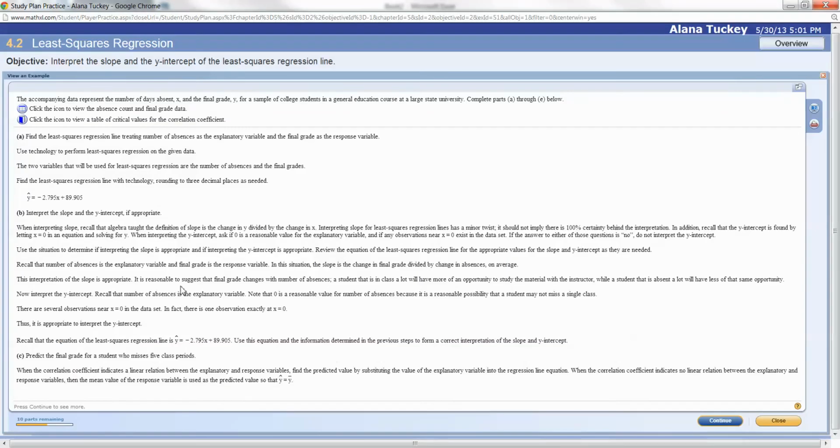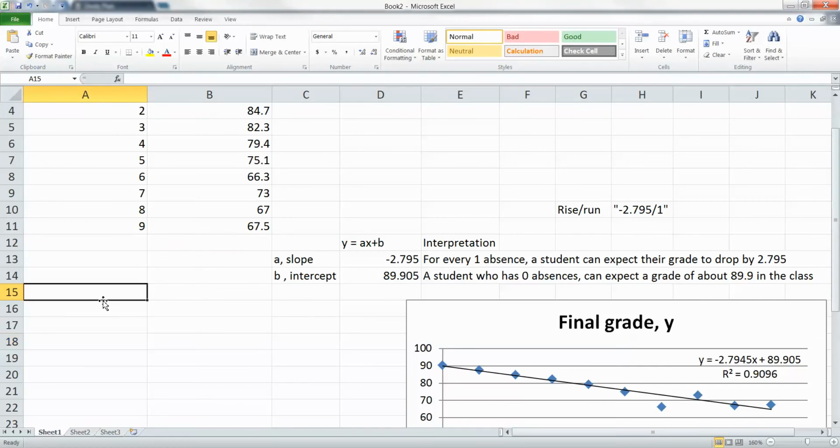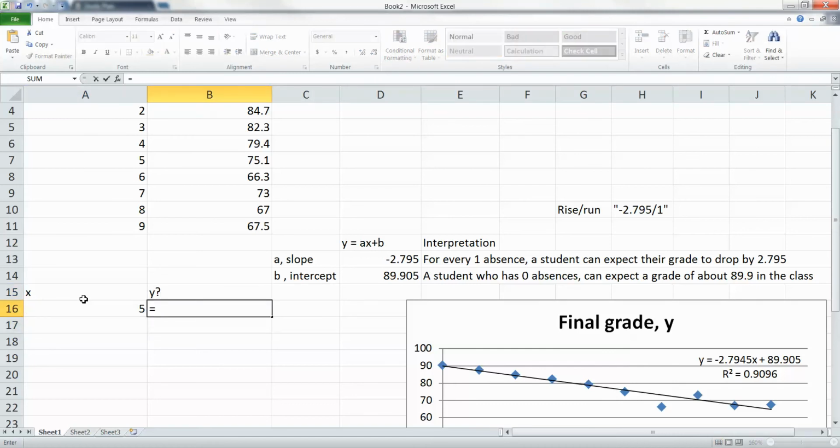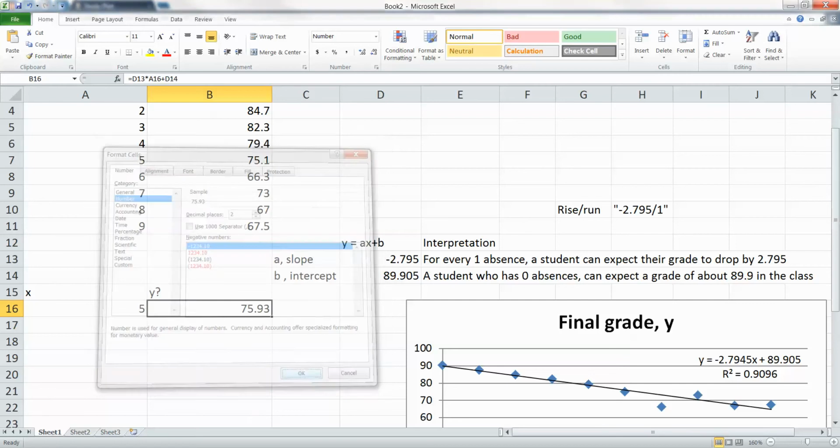All right, so pick whichever multiple choice option matches that. Then they want us to predict the final grade for a student who misses 5 classes. Remember it's y equals ax plus b, and they're telling you x is 5, and they're asking what's y. So that's ax plus b: negative 2.795 times 5 plus 89.905, and there you go, 79.932. I don't know how many decimal places they want, but let's give them a couple and see what happens.